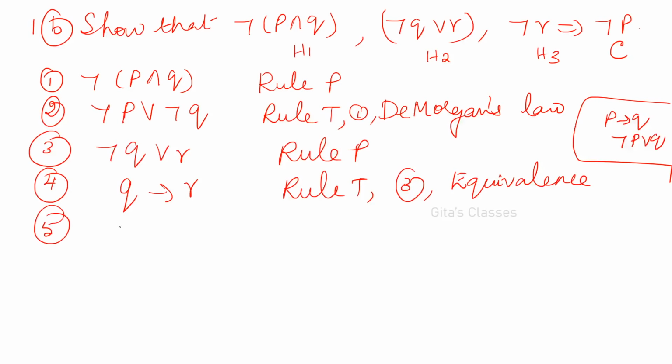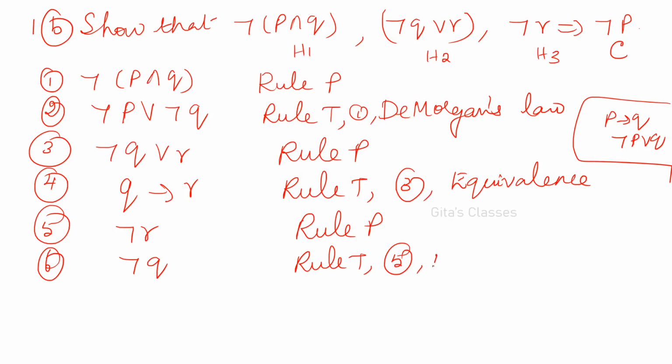So now introduce not R. I am introducing a premise, so rule P. Next one is, now not R and Q conditional R will become not Q. This is rule T. Then I have applied from steps 5, 4, I12.